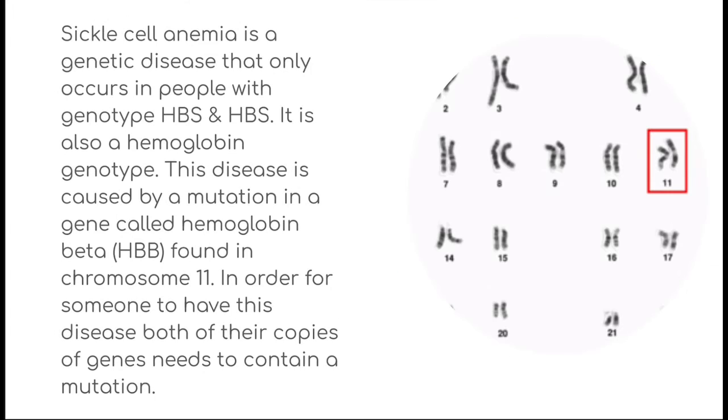Sickle cell anemia is a genetic disease that only occurs in people with genotype HbS and HbS. It is also a hemoglobin genotype. This disease is caused by a mutation in a gene called hemoglobin beta, HBB, found in chromosome 11. In order for someone to have this disease, both of their copies of the gene need to contain a mutation.